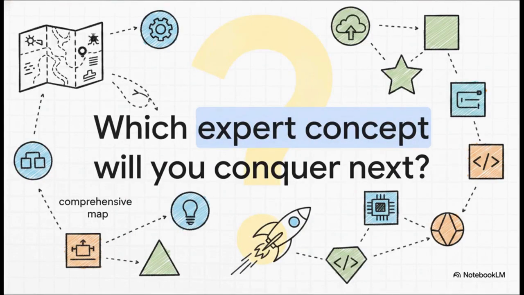You now have the blueprint. You know the exact 11 concepts that separate the everyday intermediate developer from the absolute expert. The map is officially drawn. So looking at everything we've covered today, the only question left for you is which of these expert concepts will you conquer next?